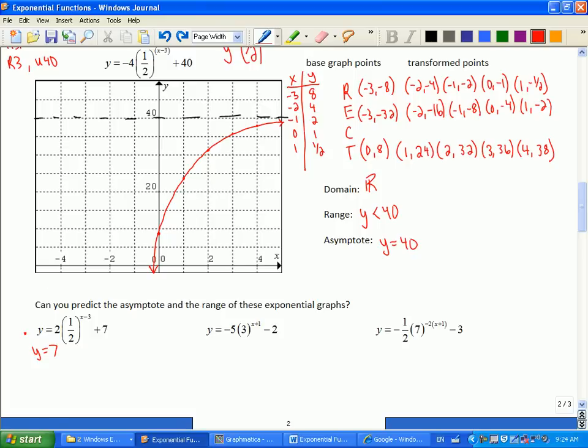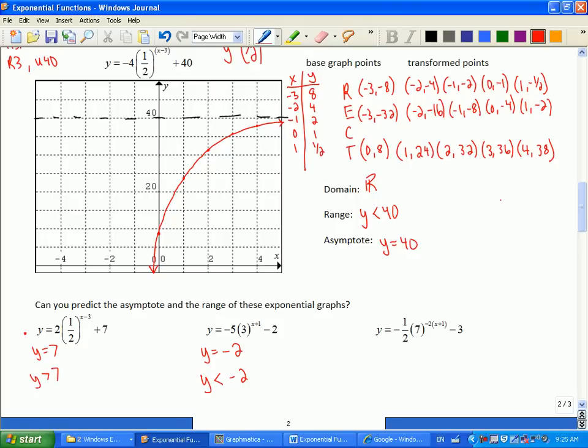Okay, so if you had a minute to think about it, this should be a pretty simple question for you now. Where's the asymptote going to be on this graph? Good. Does this graph go above or below the asymptote? Below, so it's going to be y less than -2. Sorry, I should have put it here, y greater than 7.